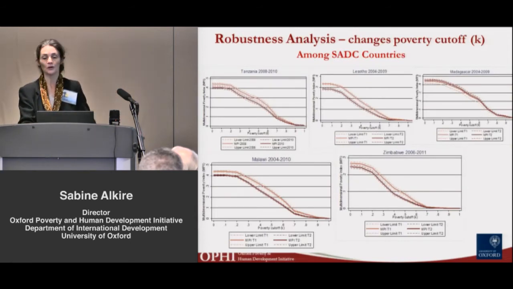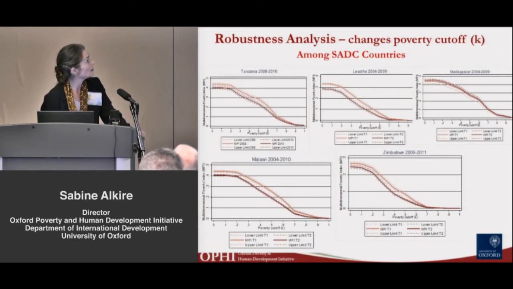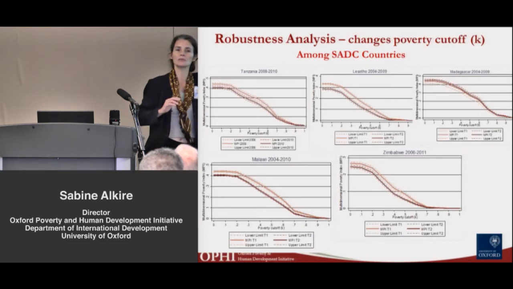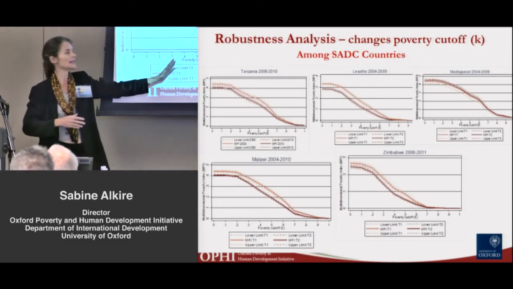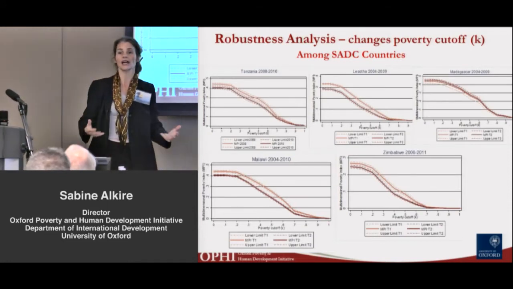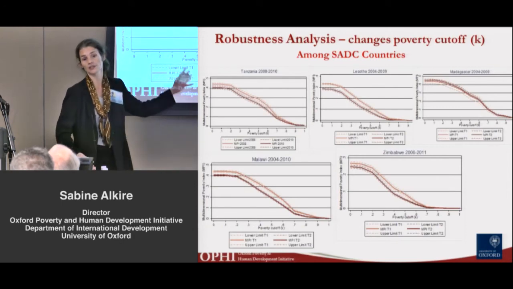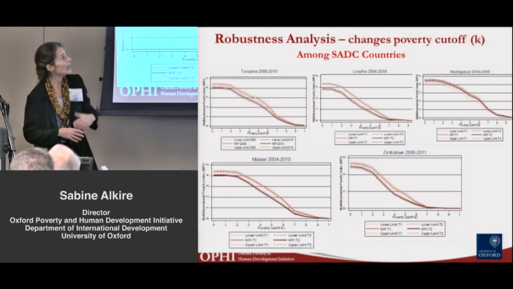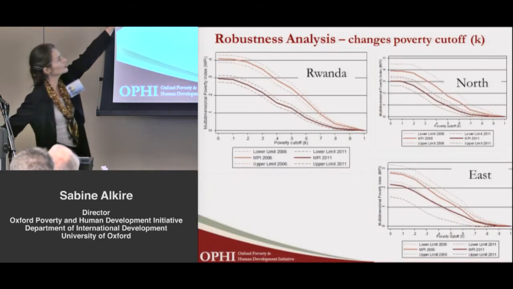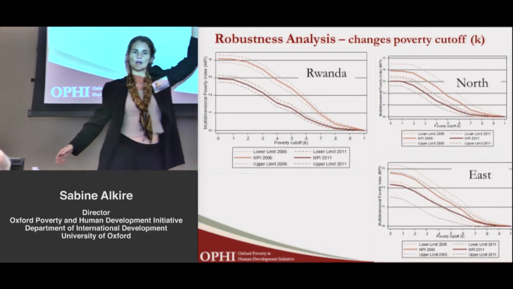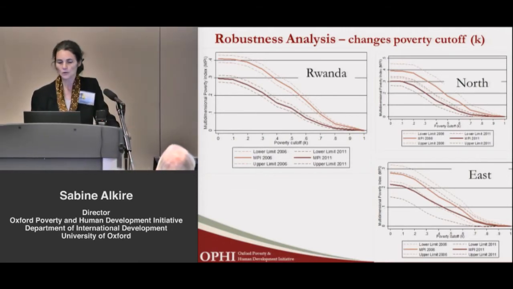We have not, at this point, completed the robustness analysis. It is ongoing. But what we always do is we always compute the MPI for every single poverty cutoff, not just for the 33% value that we report and the statistical significance of which we report, but for all poverty cutoffs as well as for other parameter choices. And show the changes. And we do this not only at the national level, for example, for Rwanda, but also at the subnational levels. And so all of these data are available, but I won't dwell on them further.